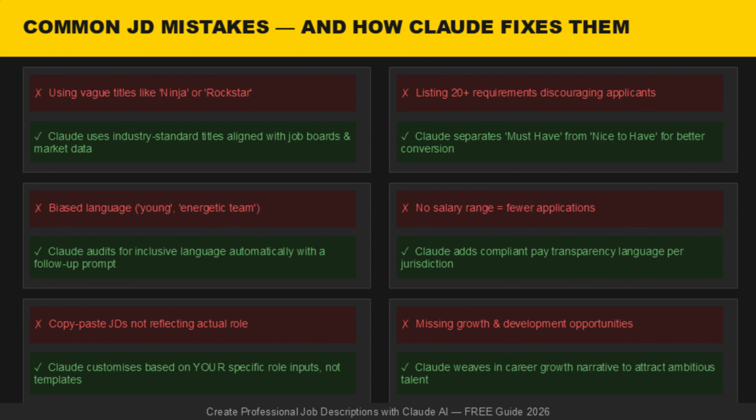Let's look at the 6 most common JD mistakes and how Claude AI eliminates them automatically. Mistake 1. Using vague titles like Marketing Ninja. Claude uses industry-standard, search-optimized titles. Mistake 2. Listing 20+ requirements that scare candidates away. Claude intelligently separates must-haves from nice-to-haves.